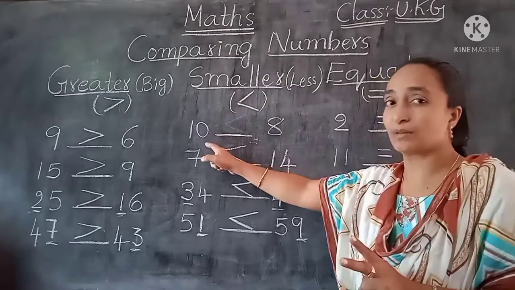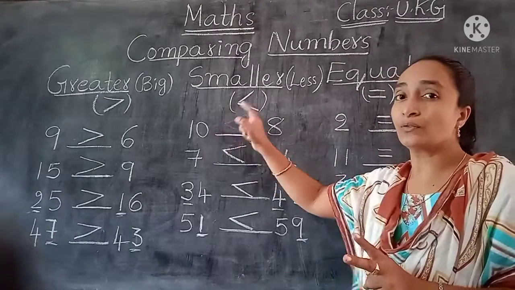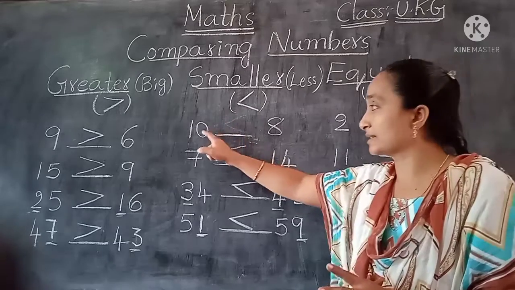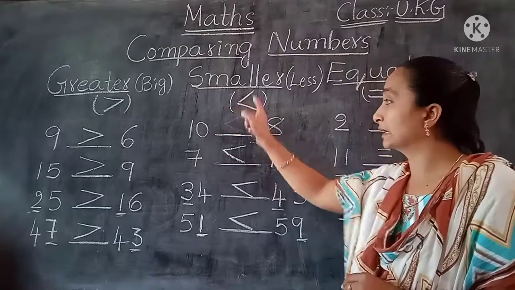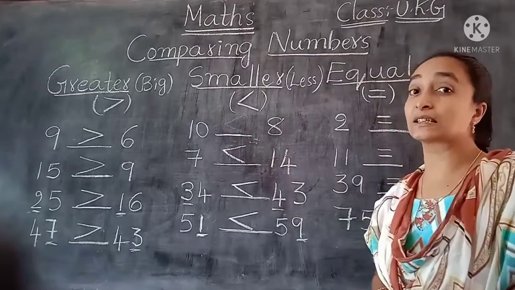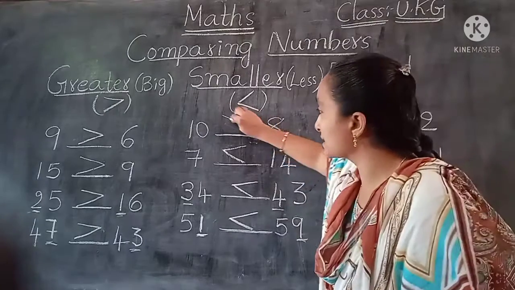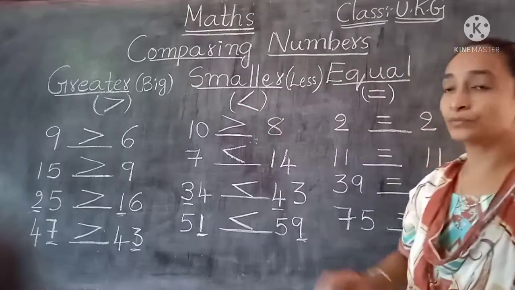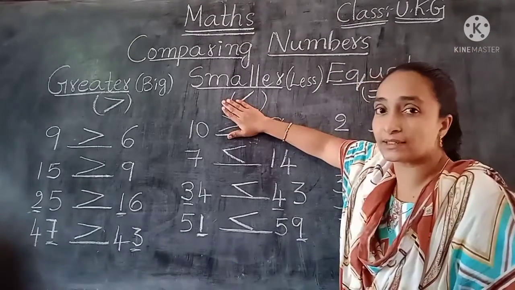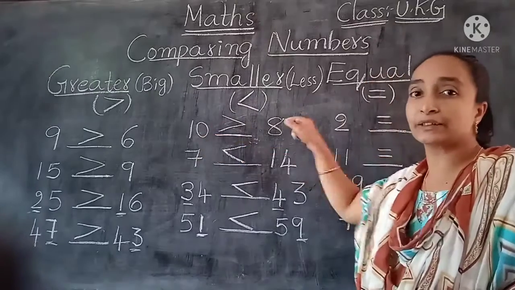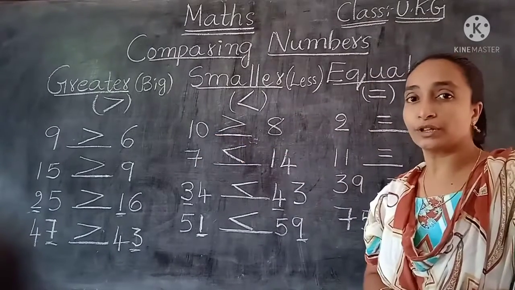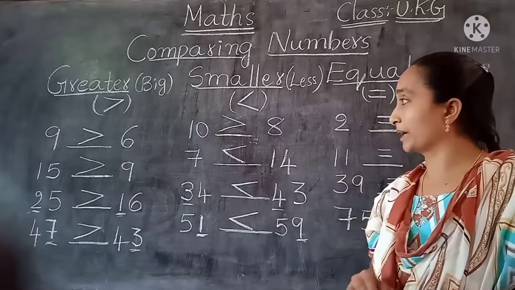So this is big, so what symbol do we have to keep? Yes, 10 is greater than 8. So this is greater than. Immediately the symbol will change to face the big number. So the crocodile mouth will change like this because this is the big number and this is the small number. Okay, now like this we have to compare.